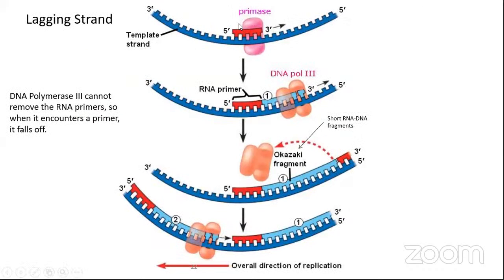In the lagging strand, DNA polymerase 3 cannot remove the RNA primers because it does not have the capacity to remove them. It has only the proofreading capacity. So once DNA polymerase 3 encounters an RNA primer in the lagging strand, it automatically slips off, and there is a gap between the Okazaki fragment and the upcoming RNA primer.